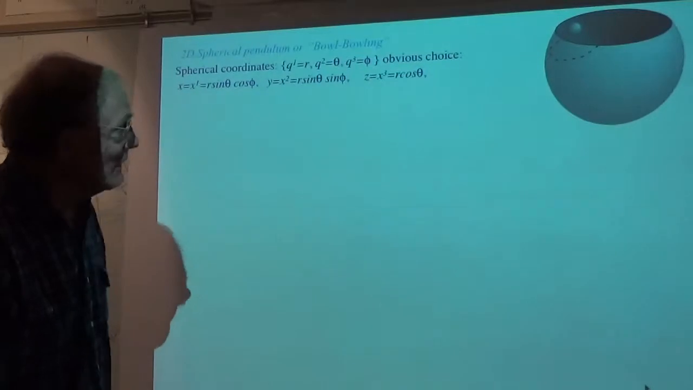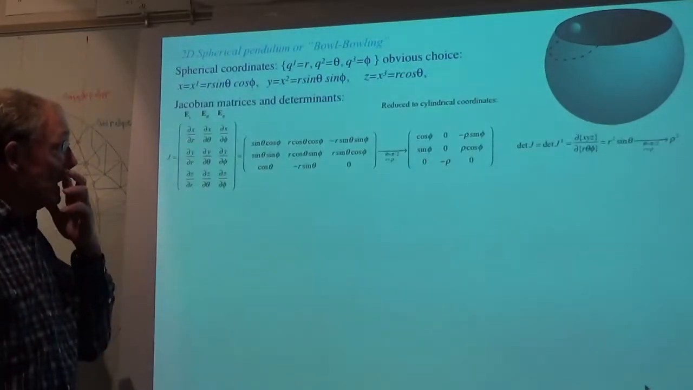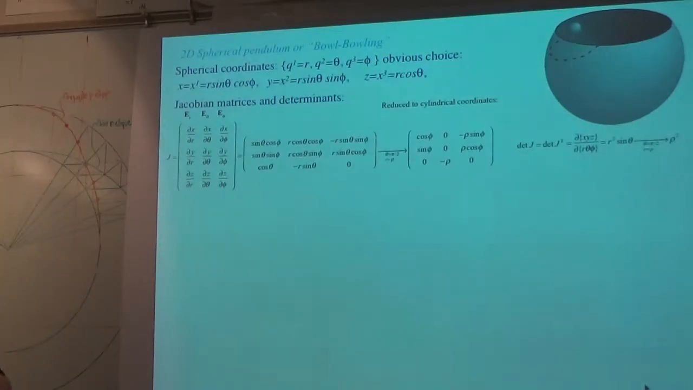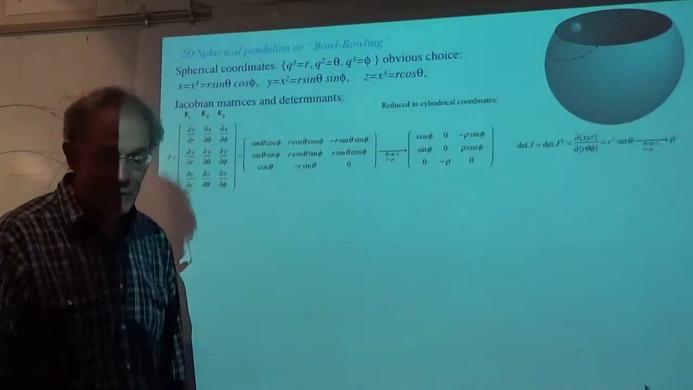So let's get the algebra out of the way, and then we'll talk about the physics. Jacobian matrices and determinants for polar coordinates. I'm going through this rather rapidly because I believe I have assigned you a problem to do this.